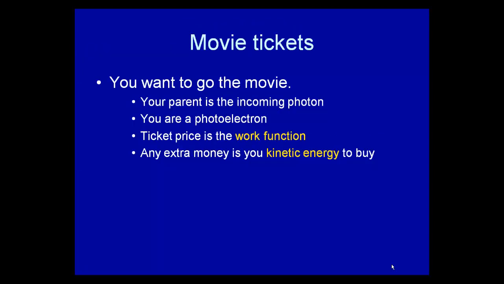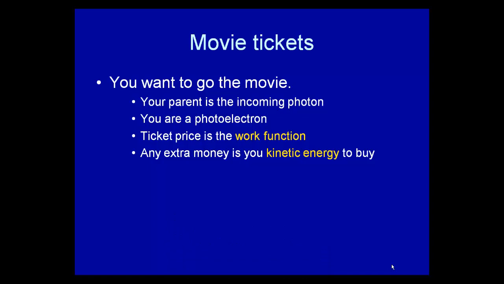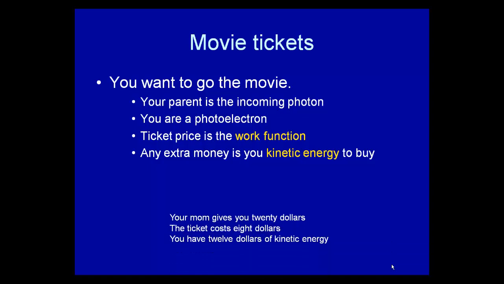I like to think of a more common way to do it that makes sense to me: you want to go to the movie. Your parent is the incoming photon. What that means is that they're going to provide you energy. You are the photoelectron. You're in the metal. The ticket price is the work function. Any extra money you get is kinetic energy. So your mom gives you $20. The ticket costs $8. $8 is the work function.